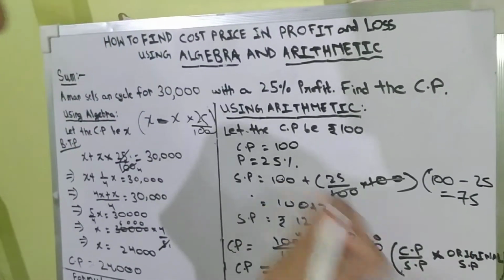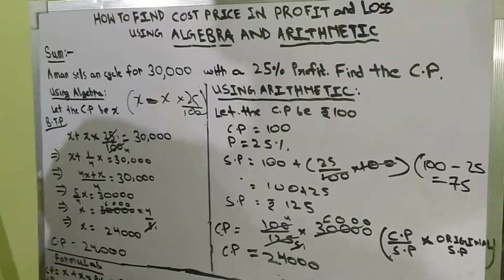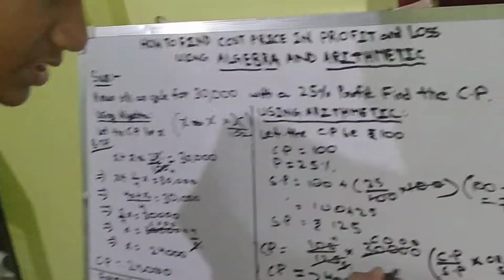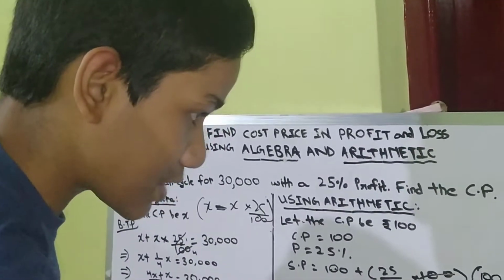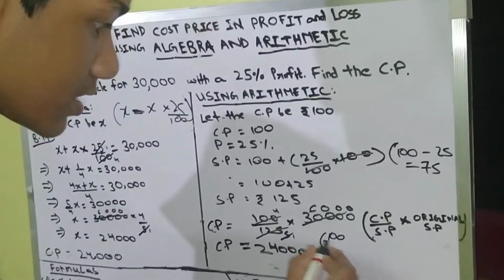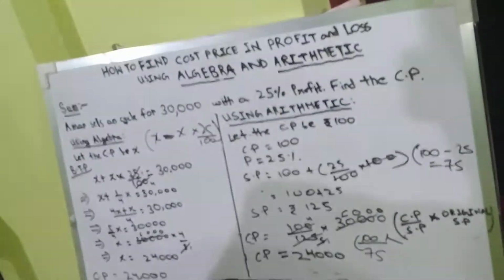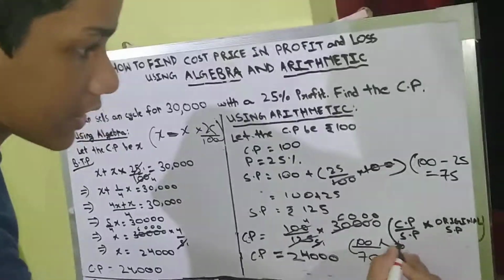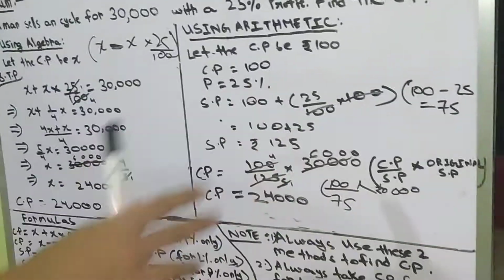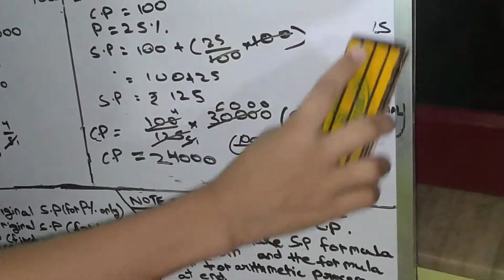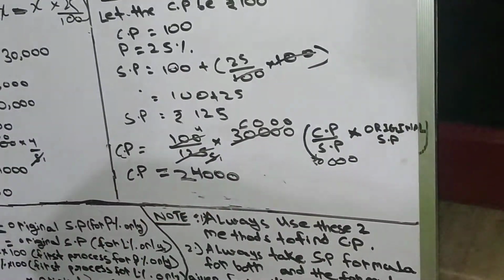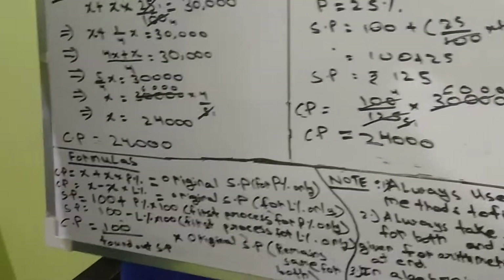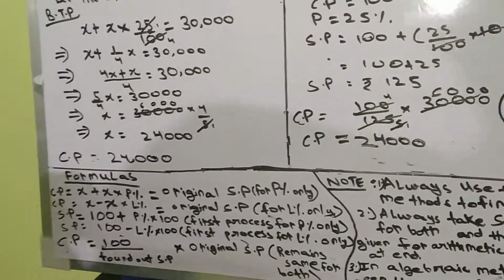So 75 is the selling price, and if selling price is 75, then the cost price would have been just the vice versa. Cost price, which we all know is 100, selling price is 75, so the representation would have been 100 by 75 into 30,000. Okay, this is just the vice versa process for loss. Perhaps if we know how to find cost price through profit percent, then it is very easy to find the cost price through loss percent, because it is exactly the vice versa.